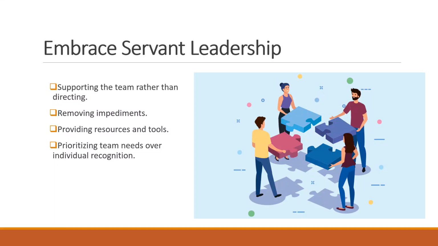Embrace servant leadership. Traditional management approaches can stifle agile teams. Instead, embrace a servant leadership style where leaders seek to serve first. This means supporting the team rather than directing, removing impediments, providing resources and tools, prioritizing team needs over individual recognition.